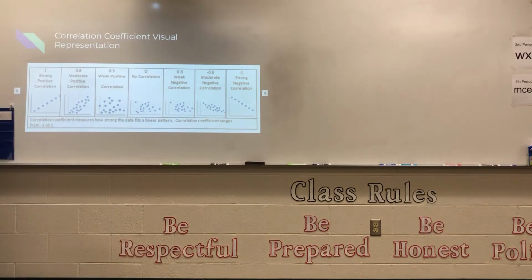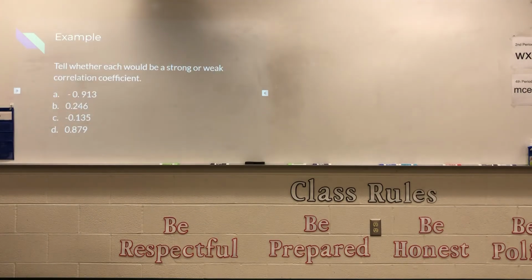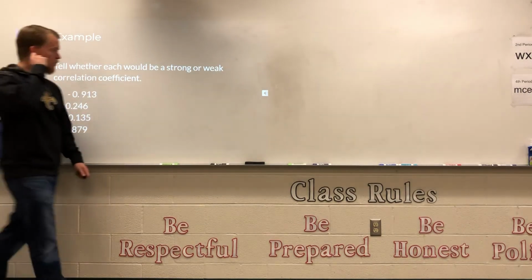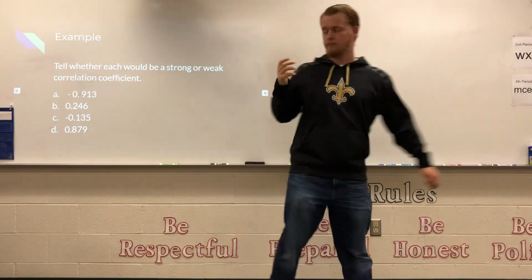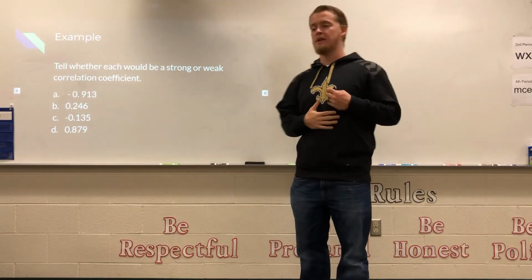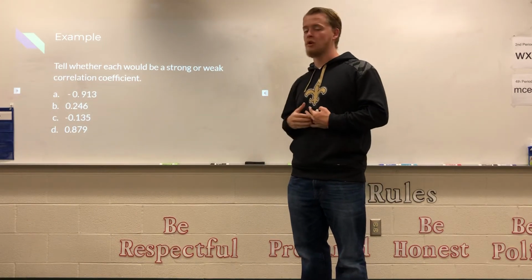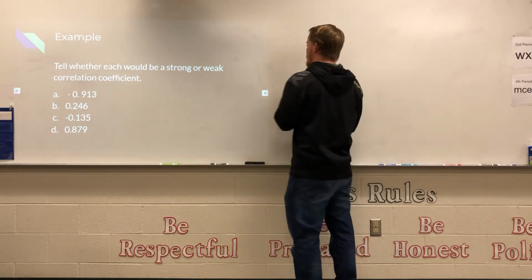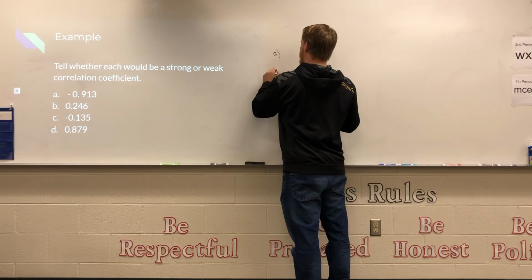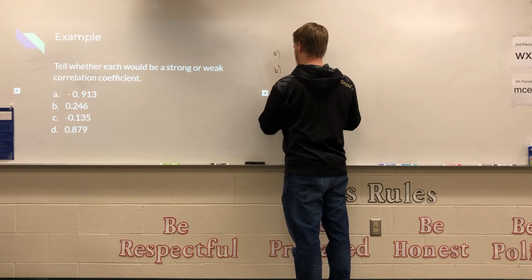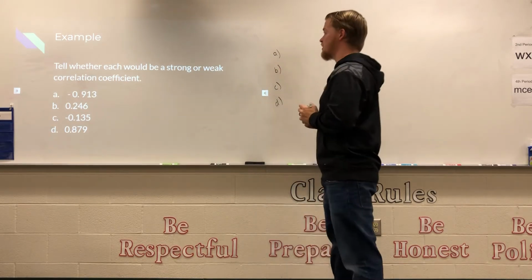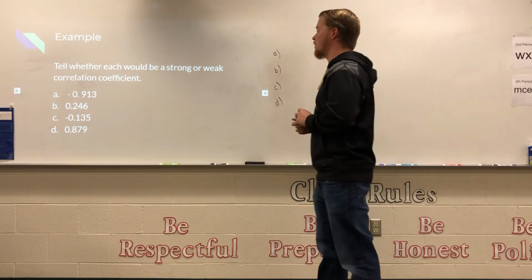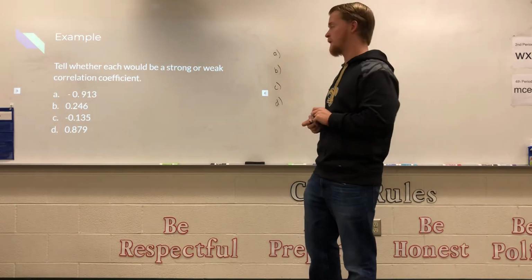So let's look at some examples of these, because they might just give you the correlation coefficient and then ask you if it's strong, if it's weak, positive, negative, that type of stuff. So here they give us 4 and they ask us to tell whether each would be a strong or weak correlation coefficient.